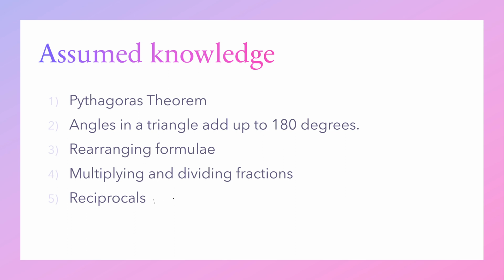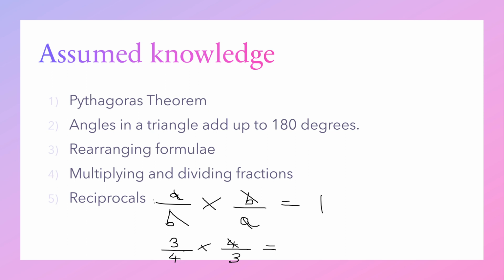So what I mean by reciprocal is if I have A over B, the reciprocal of that is B over A. When I multiply those two together, look what happens, they cancel out, and I'm left with 1. So a rule is that reciprocals always multiply to give you 1. For example, if I had 3/4, and I multiply that by 4 over 3, look what happens, it cancels out to give me 1.